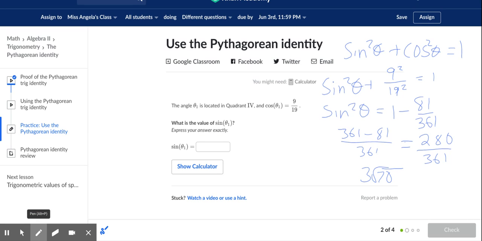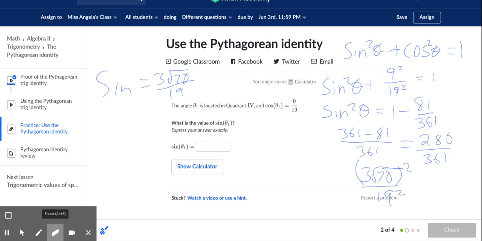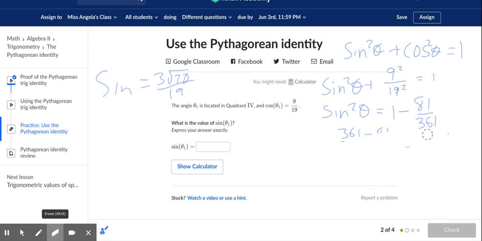over, and then we know that 361 is 19 squared. So that's sine squared. So sine is 3 square roots of 70 over 19. Okay, so that is the Pythagorean identity version. So now let's do the drawing the triangle version.